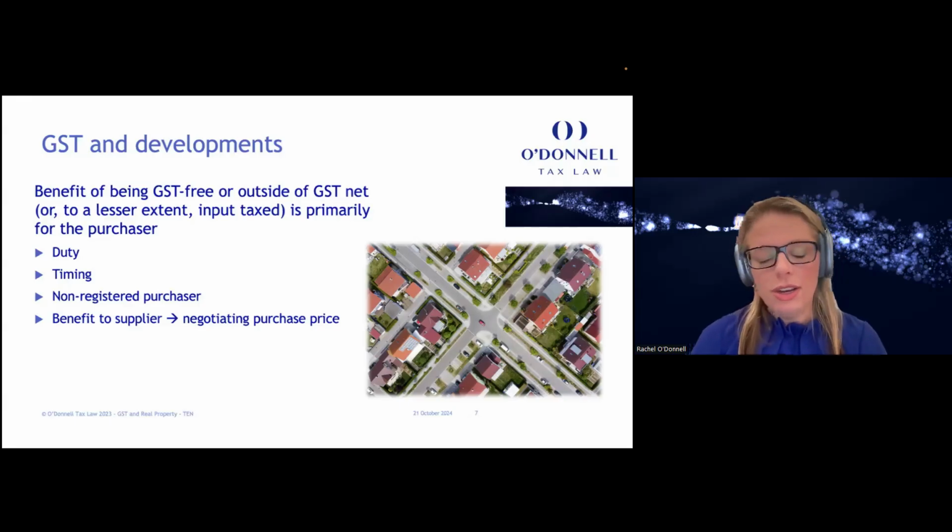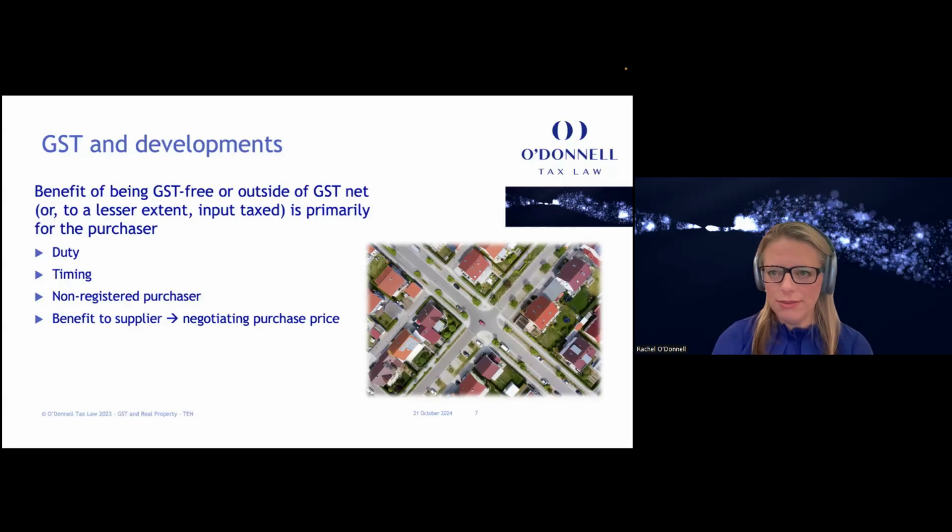And the benefits include a duty benefit because duty is charged on the GST inclusive dutiable value, so the higher of consideration and the market value of the property. So if the property is being supplied GST free, then obviously the duty is assessed on a lower amount. There's also a potential timing benefit for the purchaser. If they're not required to hand over GST at settlement, say, then they have the benefit of that money being in their bank rather than paying that amount out and then having to claim it back in their next BAS.